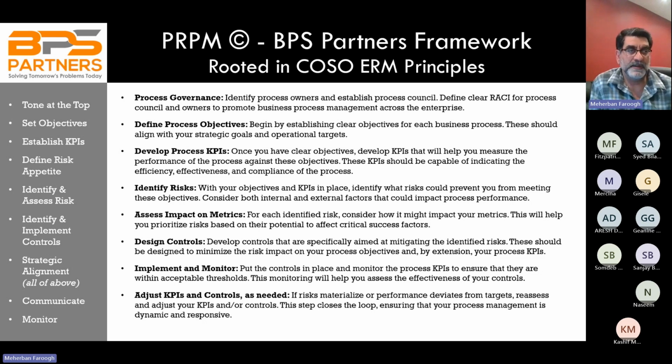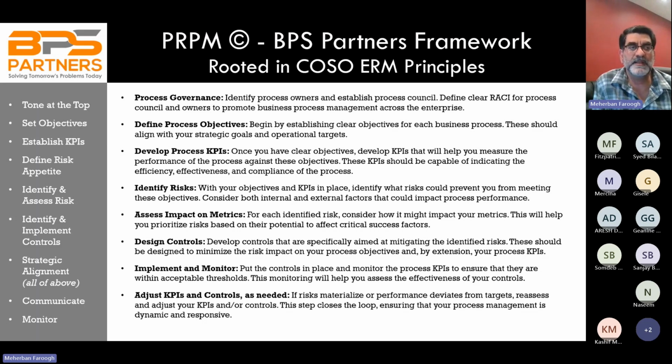The next thing you do is identify risks. With your objectives and KPIs in place, you identify what risks should prevent you or could prevent you from meeting these objectives. Consider both internal and external factors, of course. Once you identify the risk, the next thing you do is you assess the impact on the metrics. So for each identified risk, consider how it might impact your metrics or your KPIs, your objectives. This will help you prioritize the risk based on the potential to affect critical success factors. So in the next few slides, I'll talk about inherent risk assessment and residual risk assessment, assessing the likelihood and the impact of those occurrences, and that's what essentially that piece is.